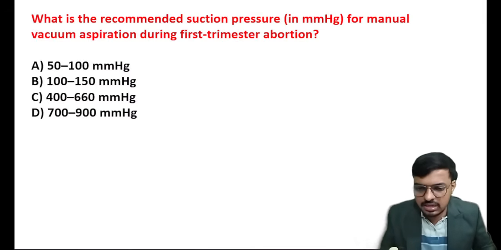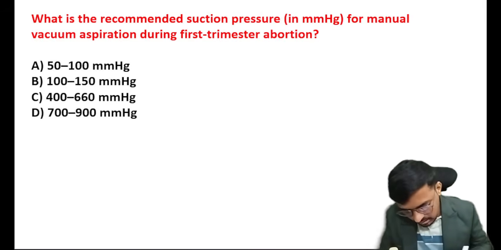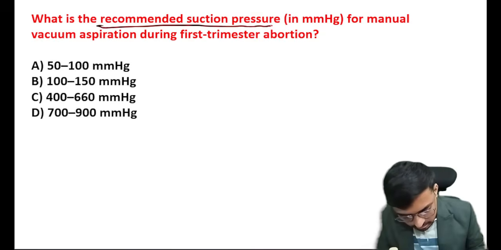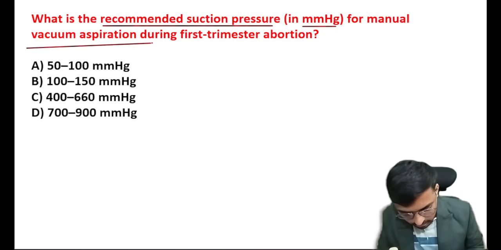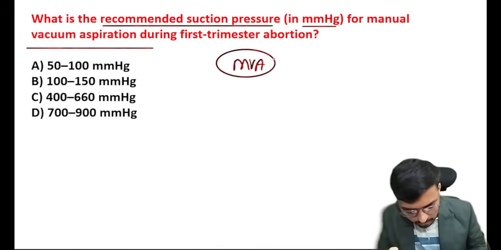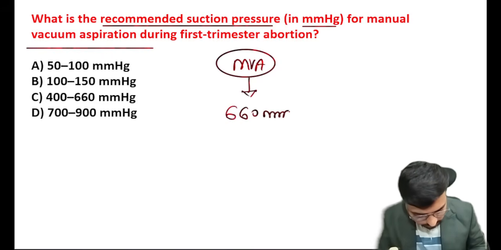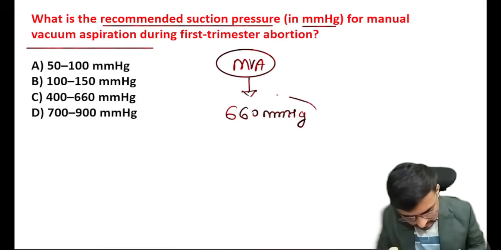What is the recommended suction pressure for manual vacuum aspiration during the first trimester of the pregnancy? What is the recommended suction pressure in mm of Hg? We are doing the manual vacuum aspiration with the help of the manual vacuum aspiration syringe. The recommended pressure is 660 mm of Hg, the single best answer.